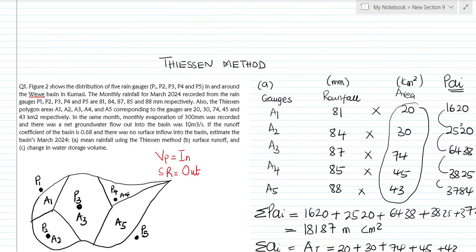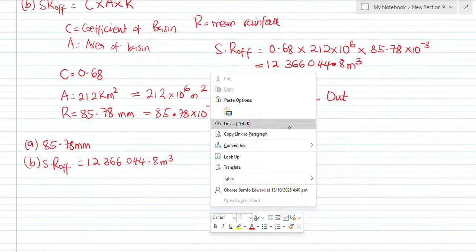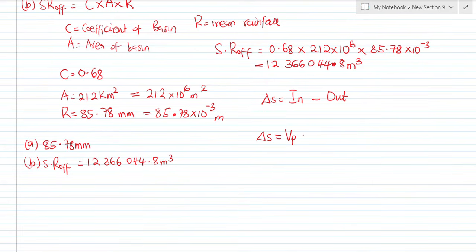Now what is also given? Monthly evaporation, but we need the volume of evaporation. That is also an out. Then they gave us the discharge of groundwater flow. We need the volume of groundwater flow. That will be an in. So these are the things that are needed to go about our whole thing. We need volume of precipitation, then volume of groundwater flow, minus surface runoff, minus volume of evaporation.